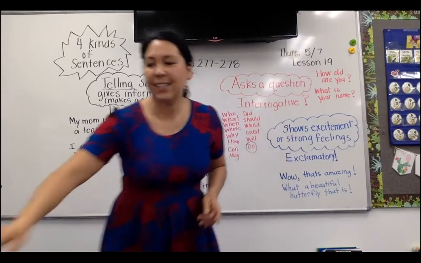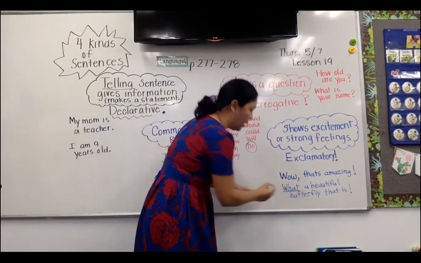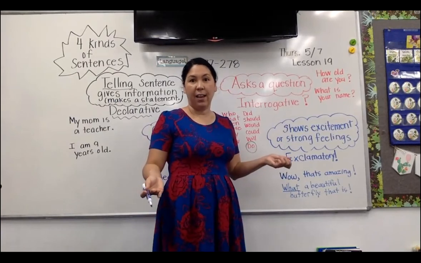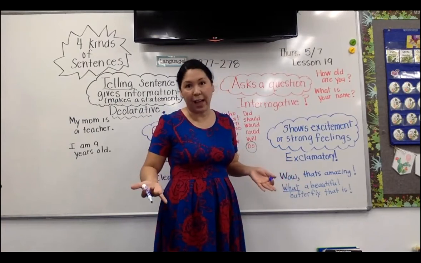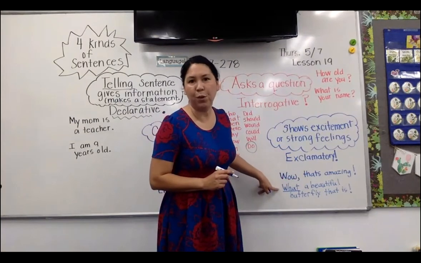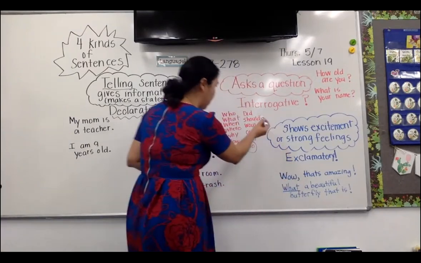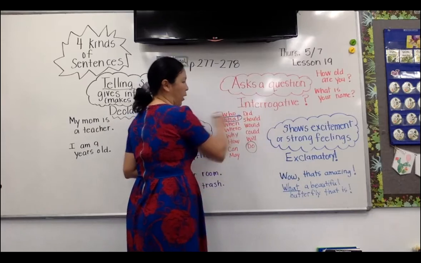So if a sentence starts with how or what, like this one: what a beautiful butterfly that is. I probably would just say, wow, that's a beautiful butterfly. Or, oh my, look at that butterfly. I probably wouldn't say, what a beautiful butterfly that is. Now look up here too. Oh, see, and this is good. See, Ms. Roach is finding all the rule breakers.